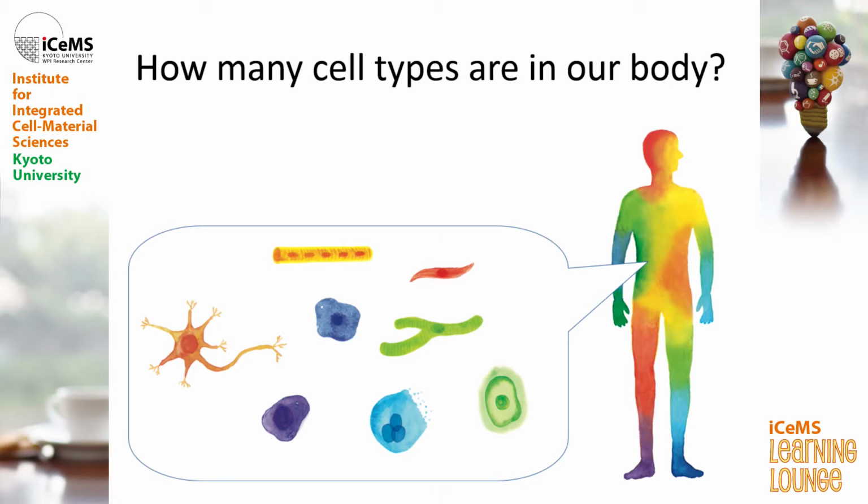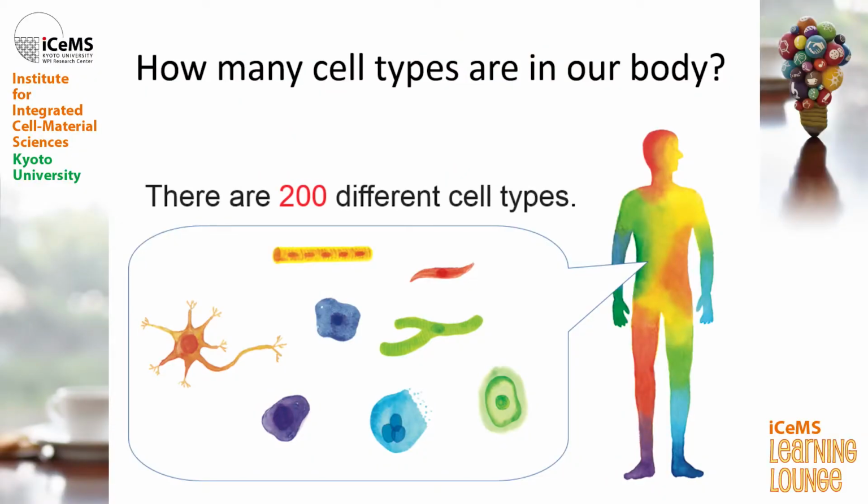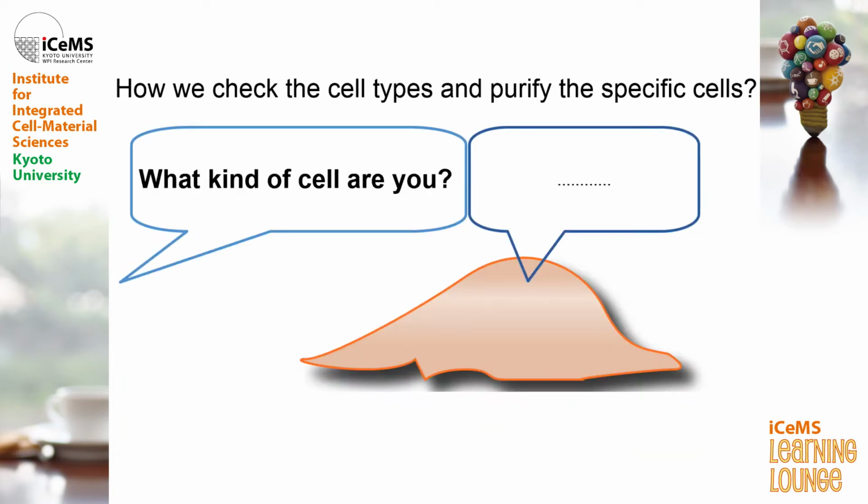But by the way, how many cells are there in our bodies? It is unclear, but according to some papers, there are more than 200 different cells. So we have to distinguish at least 200 different cells. How do we check the cell type and purify the specific cells? Of course, cells cannot answer our questions like what kind of cell are you.